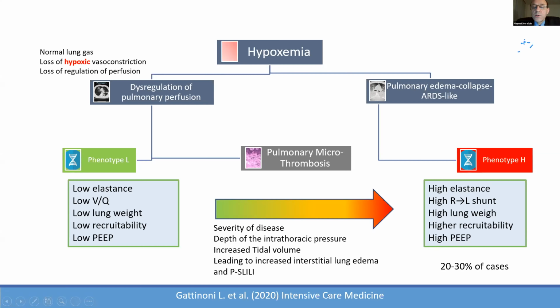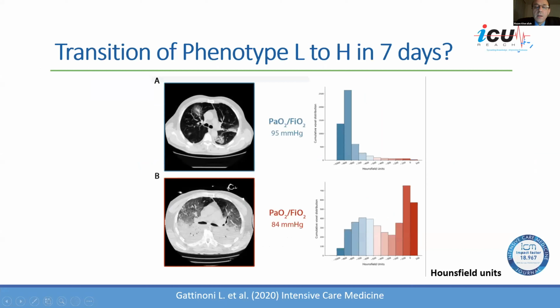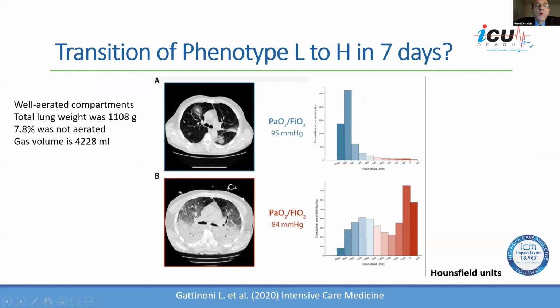In the Gattinoni study, 20 to 30% of cases were phenotype H and the rest were phenotype L. And this is the same patient at a difference of 7 days. The first CT scan here is where you see more gas than infiltrates. This is ground glass infiltrates. You can see here the Hounsfield units indicating well aerated compartments. The total lung weight was around 1,100 grams only.